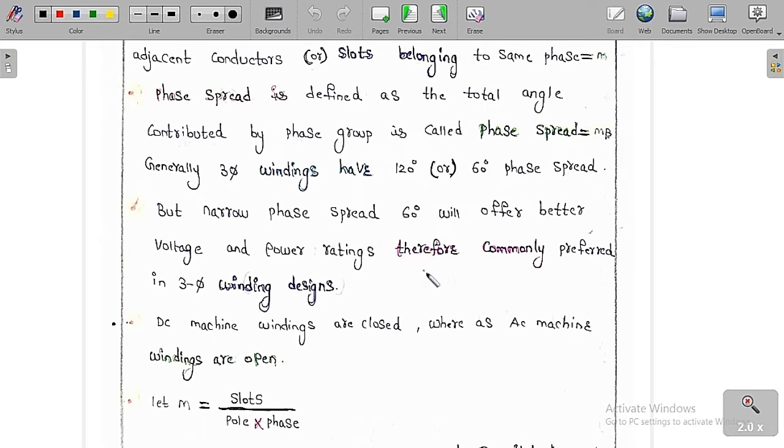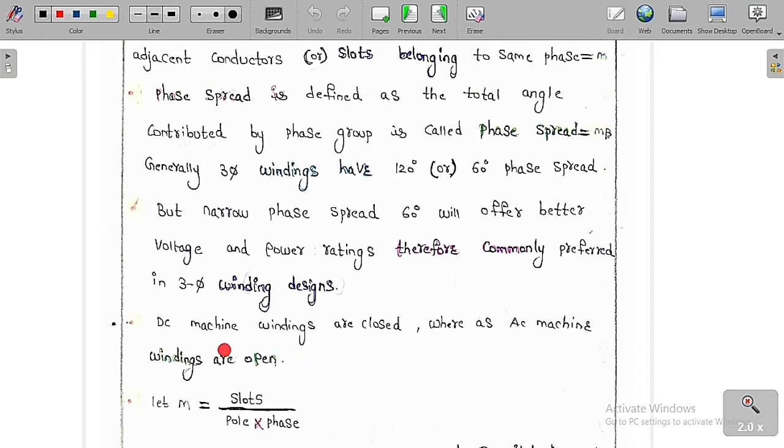Phase spread is defined as the total angle contributed by the phase group, which is equal to m into beta. Generally three phase windings have 120 degree or 60 degree phase spread. 60 degree is called the narrow phase spread, whereas 120 degree is called the wide phase spread. But narrow phase spread of 60 degree will offer better voltage and power ratings, therefore commonly preferred in three phase winding designs. DC machine windings are closed, whereas AC machine windings are open.